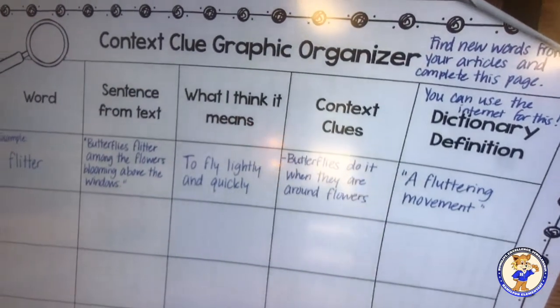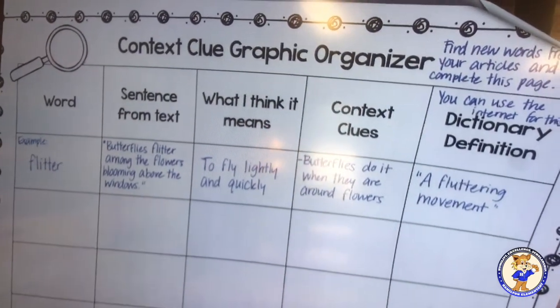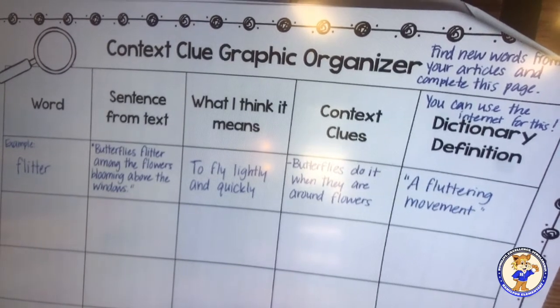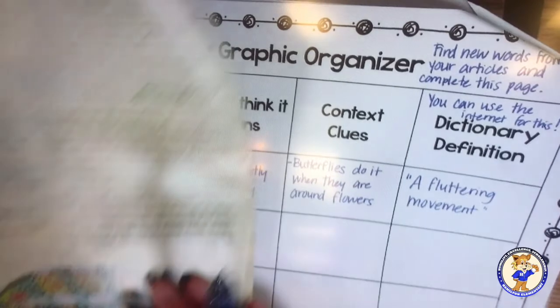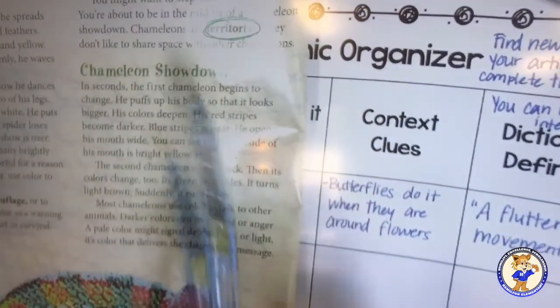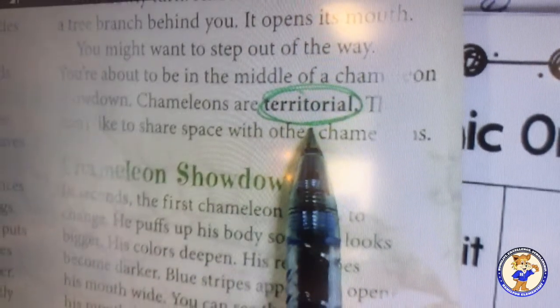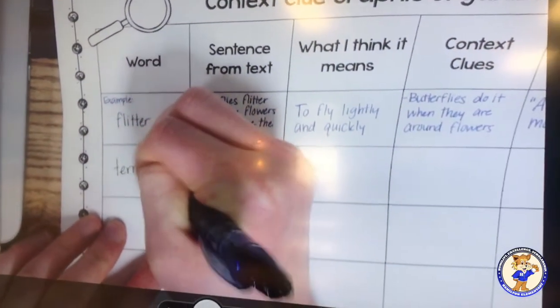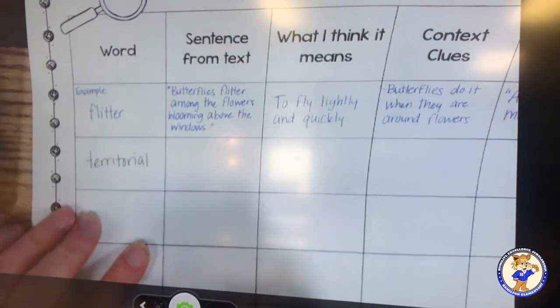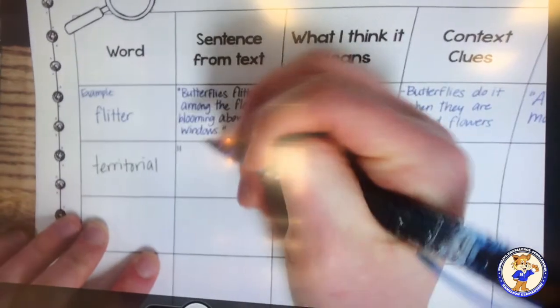But the word that I found in this text is right over here. And I even circled it, I annotated it in my article. It says that chameleons are territorial. Wow, that's a big word. I'm gonna go ahead and write it in my organizer, territorial. And I'm gonna go ahead and copy the sentence from the text where it appears.